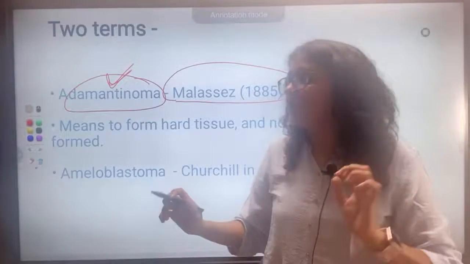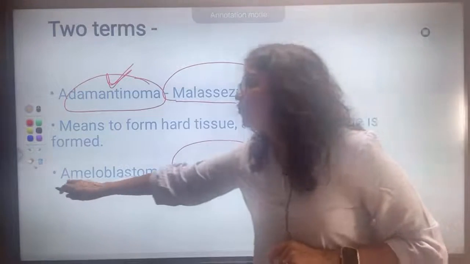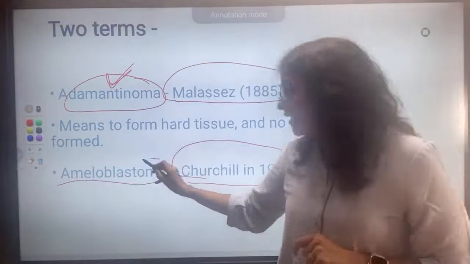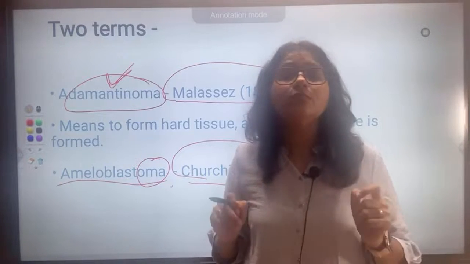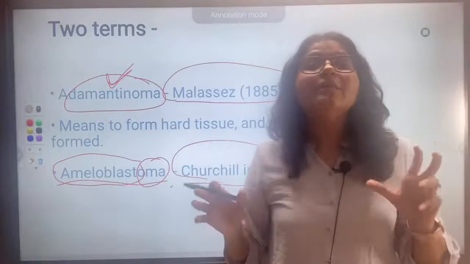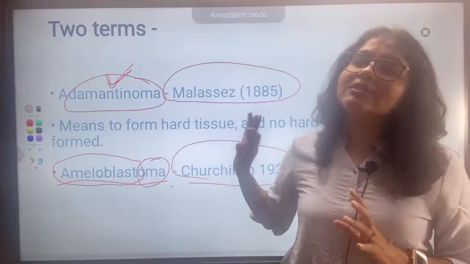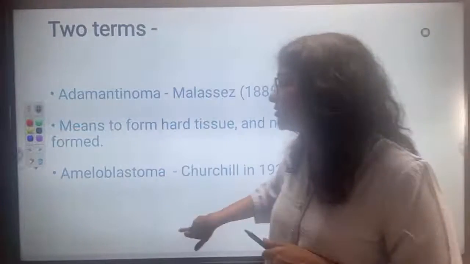So therefore, the name was changed by Churchill in 1904 to ameloblastoma, right? OMA, I told you, is a benign tumor, and the cells that were seen in the slide were like ameloblasts, so ameloblastoma was the name given. Okay, so now it is clear why the other name was given for this.